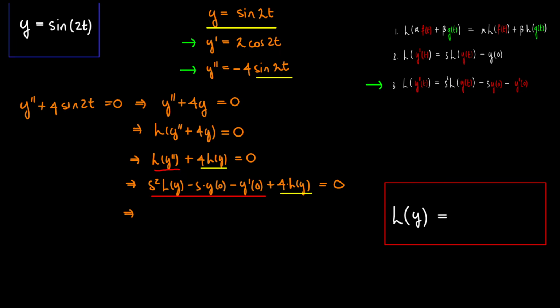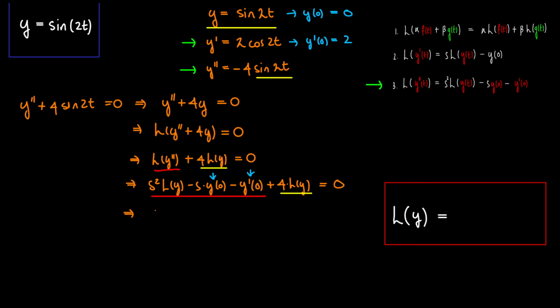Good. So now what do I need to do? Well, I need to know what these are. But I've calculated these derivatives. So y of 0 is equal to what? Sine of 2 times 0 is sine of 0, and that's just 0. Okay, y prime of 0, what is that? If I plug in 0 into this equation here, I will just get 2, because 2 times cos of 0 is just 2.